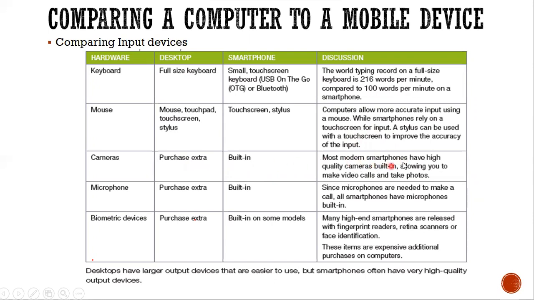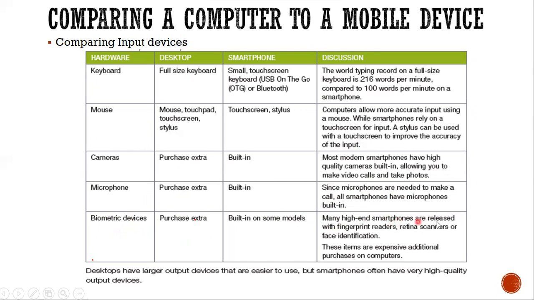And remember, some smartphones have high quality cameras, allowing you to make video calls and take videos and photos. The microphone, again, on a standard desktop, you have to purchase it, but it's built into your smartphone. So you can do recording on your smartphones, and it allows you to make calls. If you're making a WhatsApp call, then you need a microphone. Your biometric device, you have to purchase one on a desktop. It's built in most recent models of smartphones.